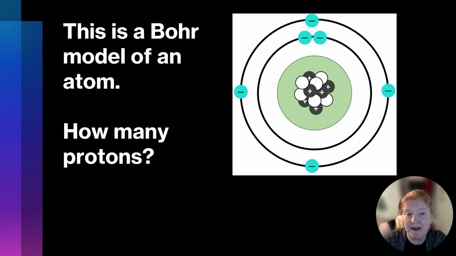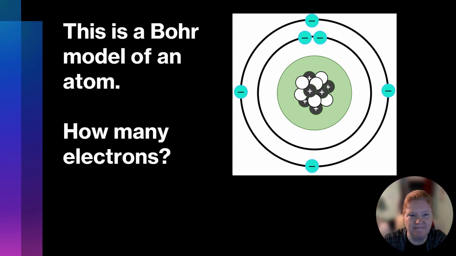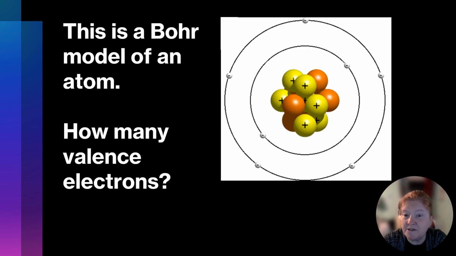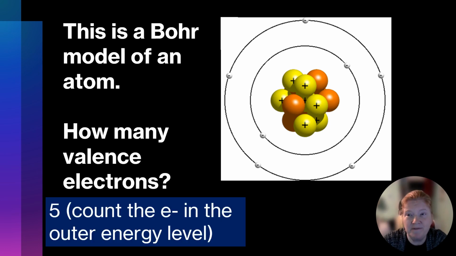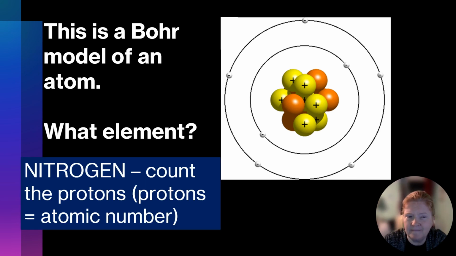All right, here's the Bohr model. How many protons? Yeah, 6. How many electrons? Yep, 6. Here's a different one. How many valence electrons? Yep, 5. And what element is this one? Yeah, nitrogen. Count the number of protons.